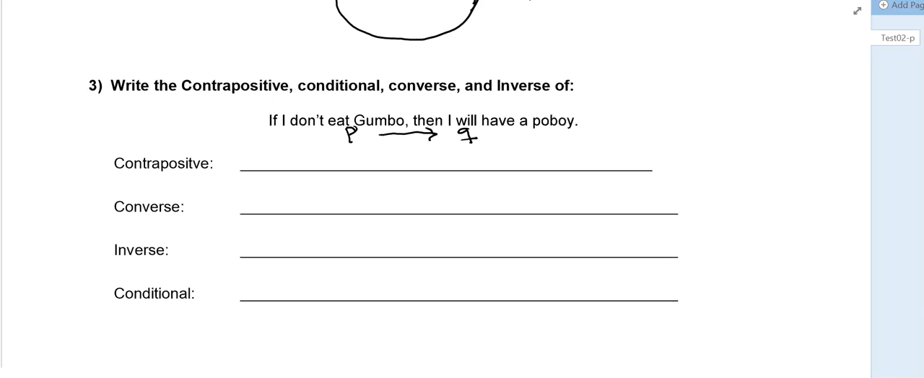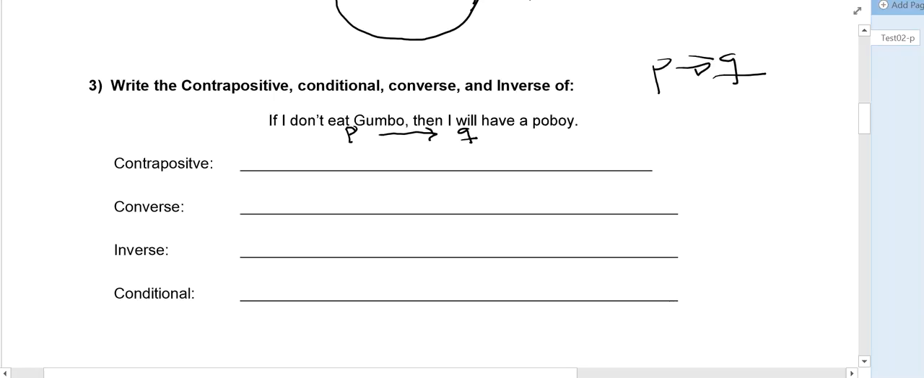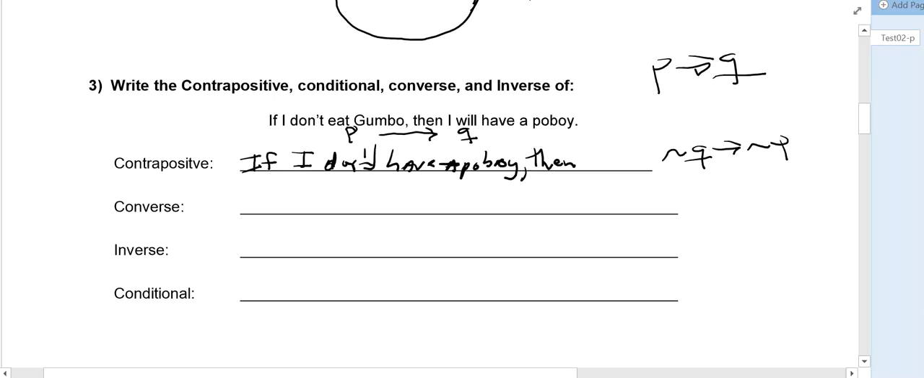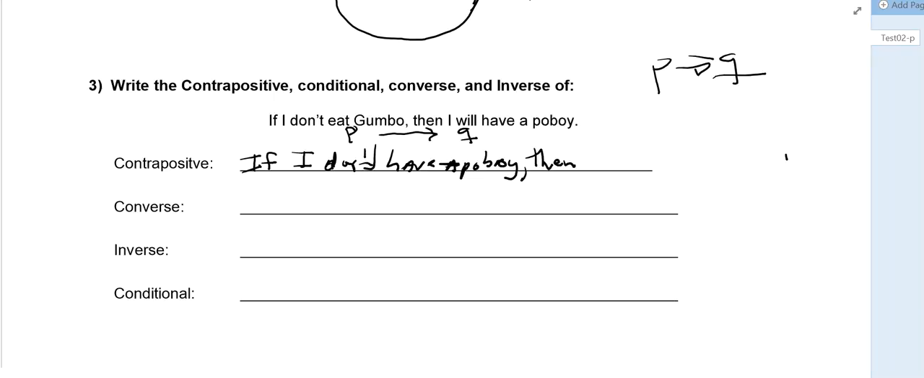Contrapositive. The contrapositive of the if-then statement P implies Q is the statement not Q implies not P. So what that means is I'm going to switch them around and do the opposite. So if I don't have a po' boy, then I eat gumbo.